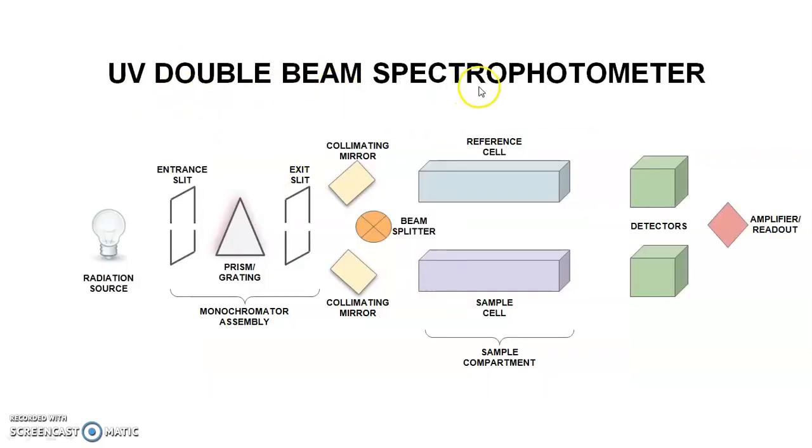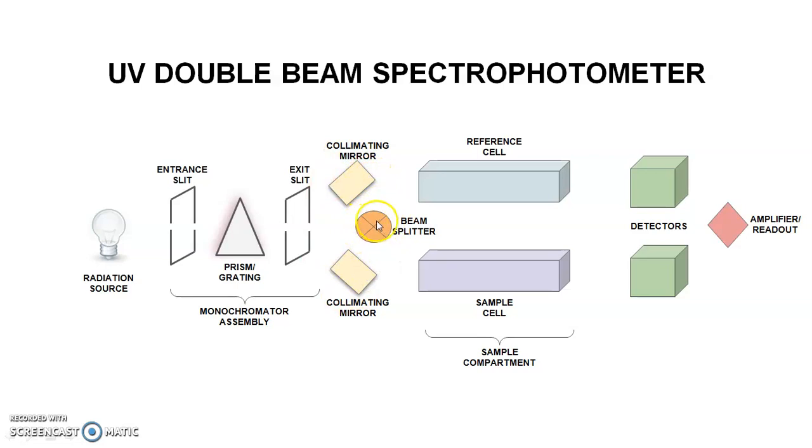Coming to the double beam UV spectrophotometer, we again have the radiation source, entrance slit, the prism or grating as the wavelength selector, and exit slit. We have an additional component called a beam splitter and a collimating mirror. This was not present in the single beam.